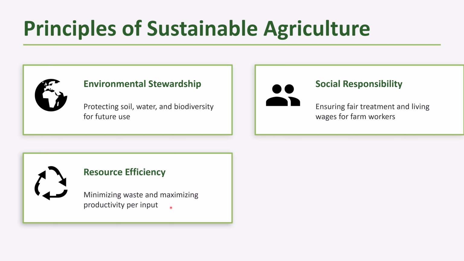Third is resource efficiency. This is about doing more with less. By minimizing waste and maximizing the productivity we get from every single input like seeds, water, or energy, we reduce the overall footprint of the farm. By balancing these three areas, we move away from extractive farming and towards a system that can truly last forever.